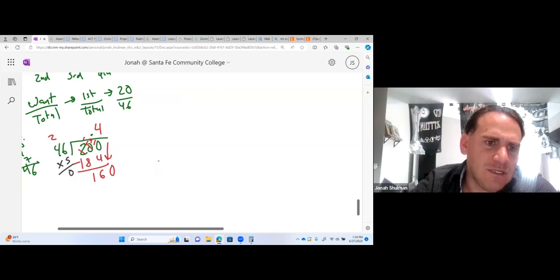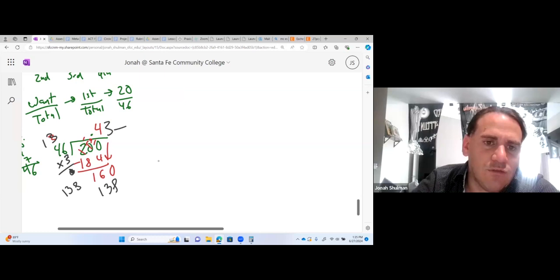5 times 6 is 30, carry the 3. 5 times 4 is 20. Nope, it's too big. So it's got to be 43. Ta-da. 6 times 3 is 18, carry the 1. 4 times 3 is 12, plus 1 is 13, 138. It is going to be 0.43 or 43%.